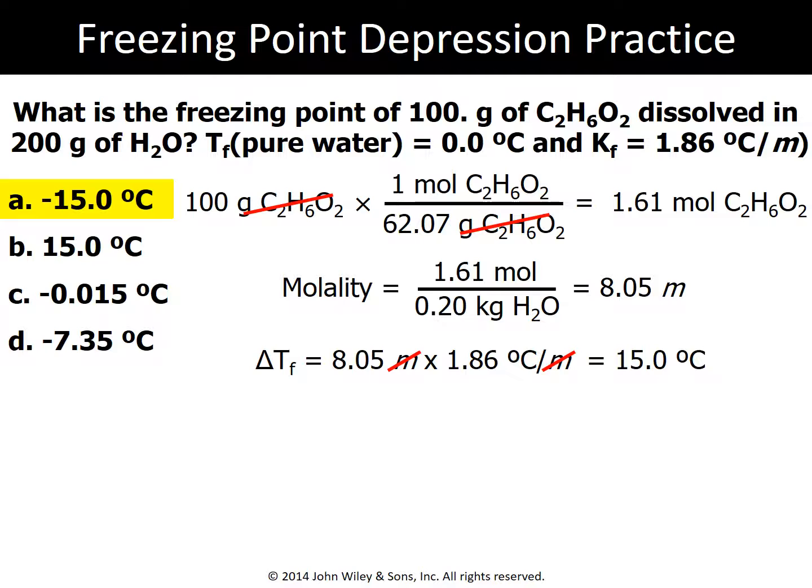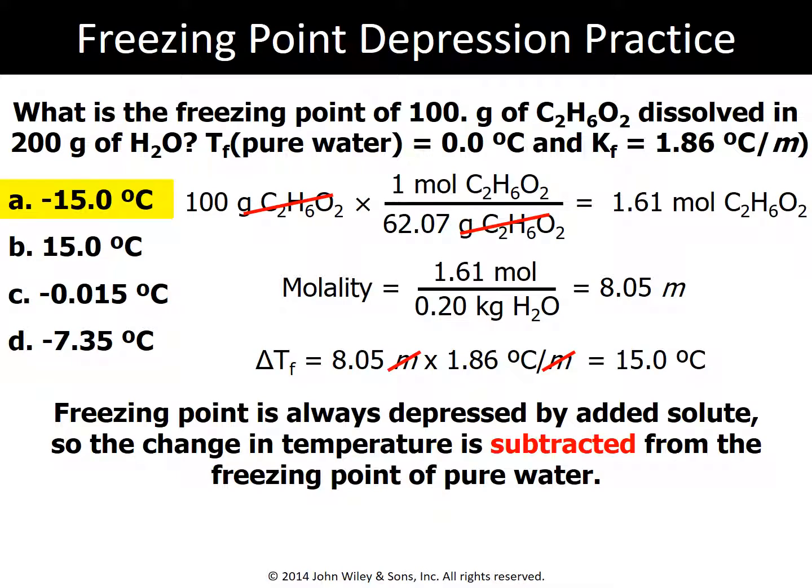We'll then need to multiply that by our constant given from the question, our Kf, giving us a temperature change of 15 degrees. Since this is a freezing point, we need to subtract that from our normal freezing point of water, giving us minus 15 degrees Celsius. That's it for chapter 14.